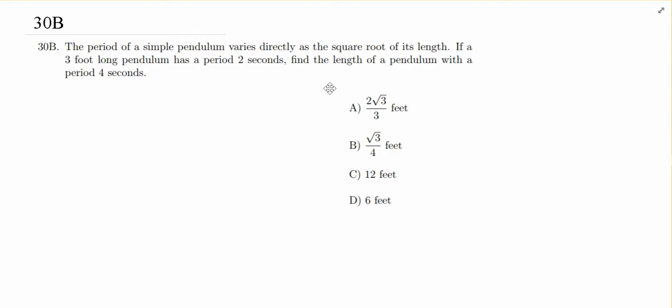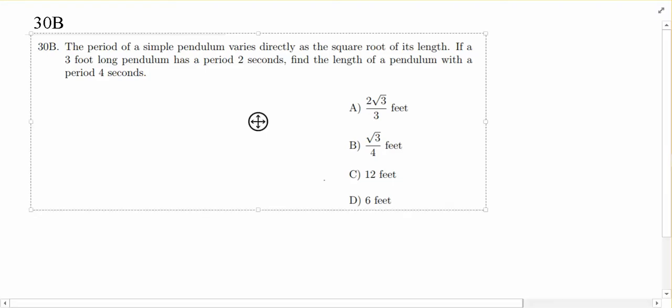Alright, so here's another word problem. Here we're told the period of a simple pendulum varies directly as the square root of its length. If a 3-foot long pendulum has a period of 2 seconds, find the length of a pendulum with a period of 4 seconds.